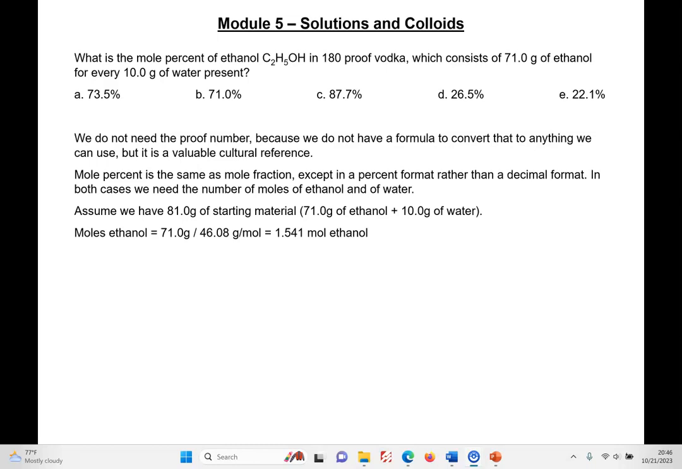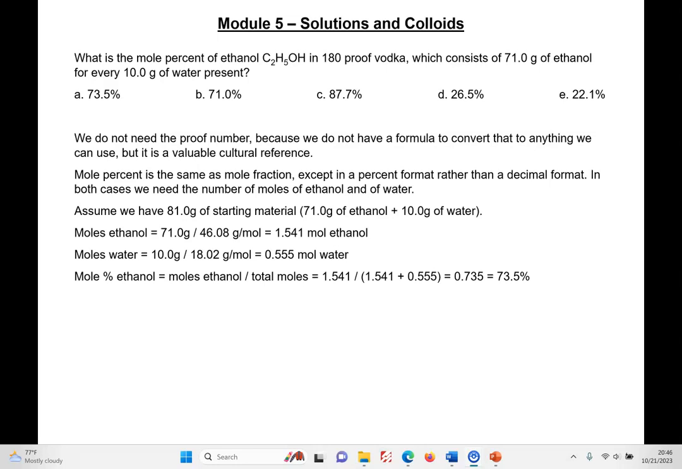So let's convert these amounts to moles. Well, that's pretty straightforward. We take our 71 grams of ethanol. We know the formula for ethanol because they give it to us in the problem. The molar mass is 46.08. We get 1.541 moles of ethanol. We do that for water, 10 grams divided by 18.02, 0.555 moles of water, and then we just do a mole fraction problem, only we're going to call it percent.